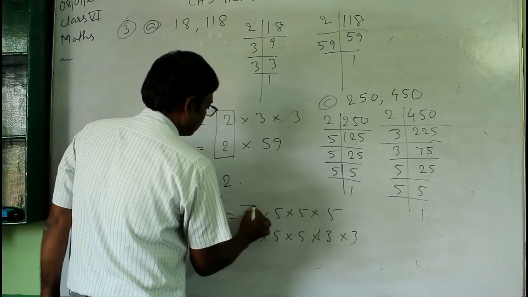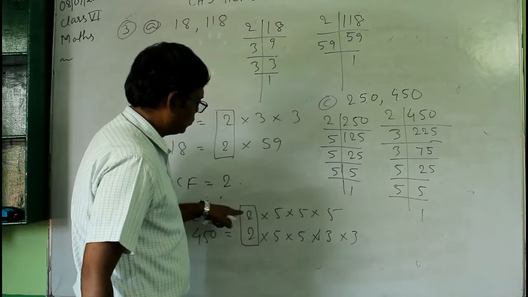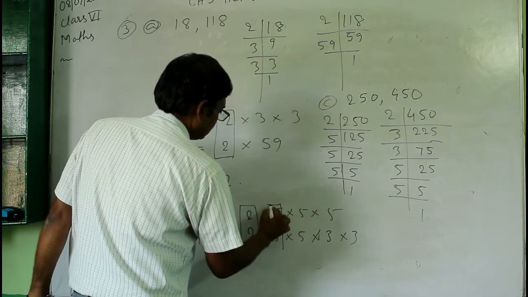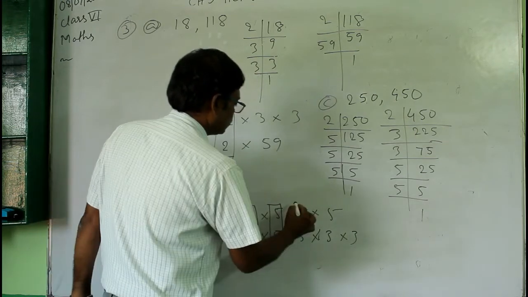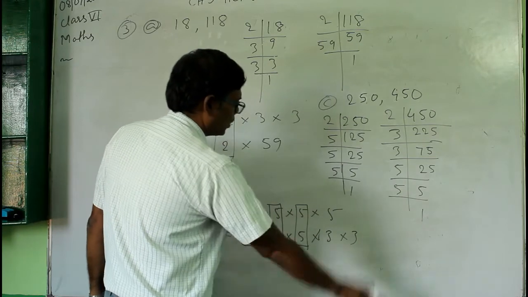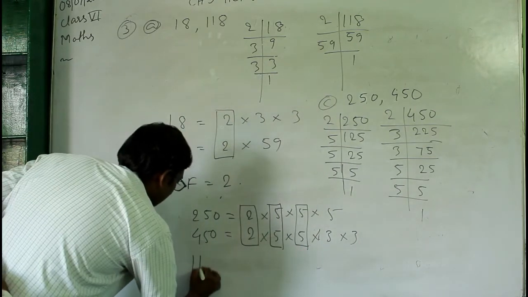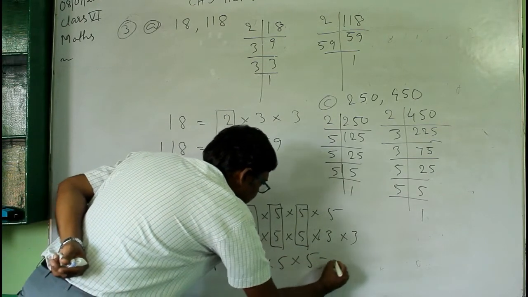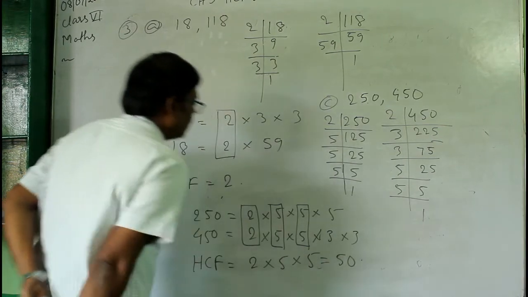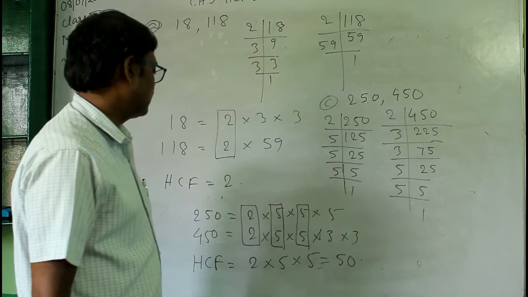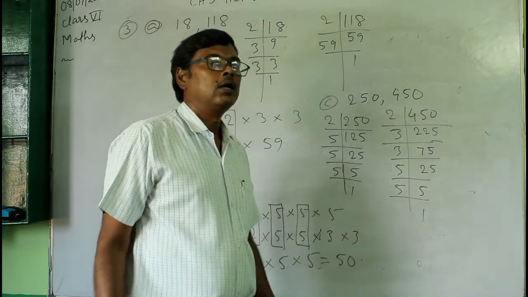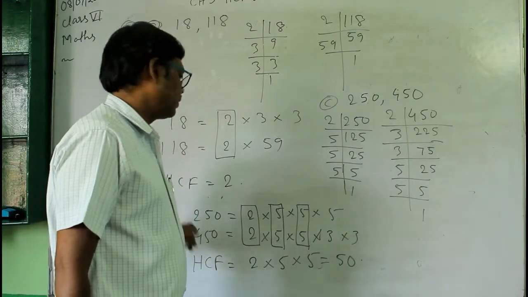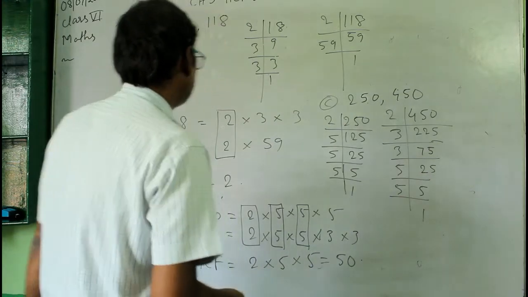Now see the common ones here. We will take only the common ones. This 2 is in both numbers, so we will circle it, and also these two numbers are common, and these two are also common. And these two are not common, so we will leave them. So here you will write the HCF. In this case, the HCF will be 2 into 5 into 5, that is 50. So 50 is the HCF of this and this. 50 is the highest number which will divide these two numbers exactly. That is why 50 is the HCF of these two numbers.